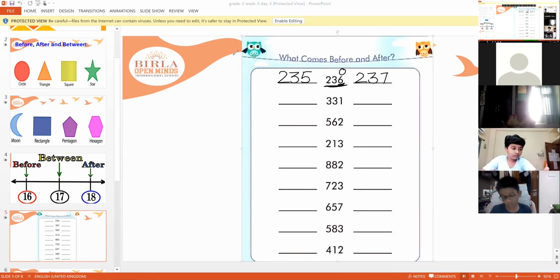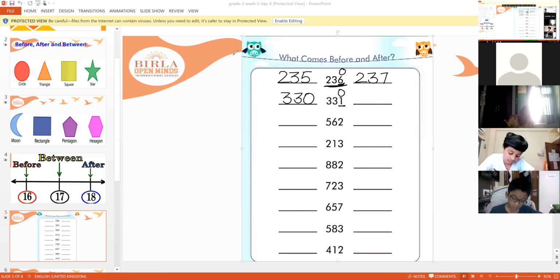Number is 331. Just look on your screen, children. Here in ones place we have 1, and we know that in a number line before 1 comes 0. So before 331 what comes? 330. So 330 comes before 331.